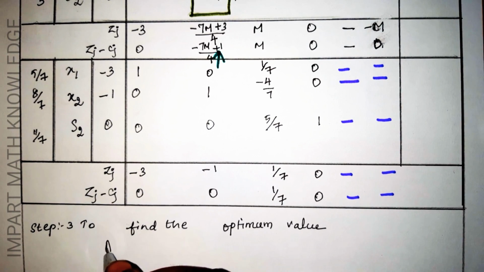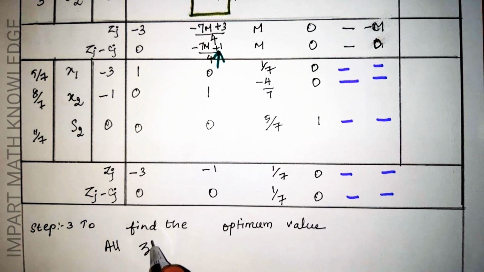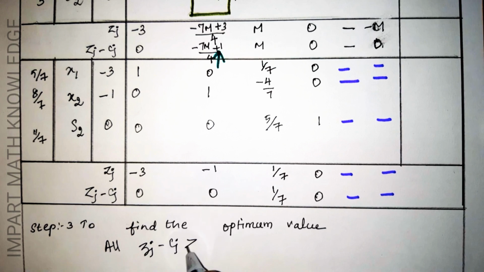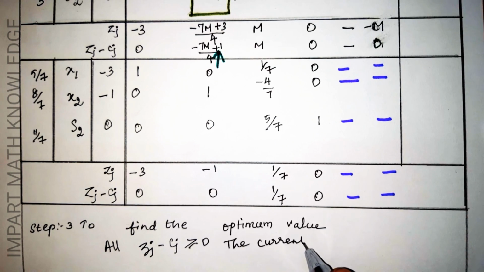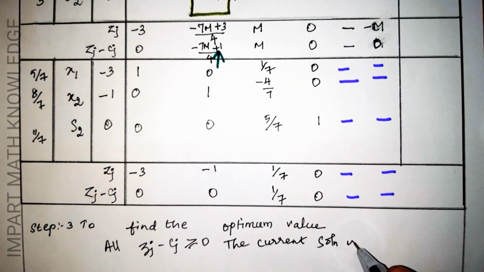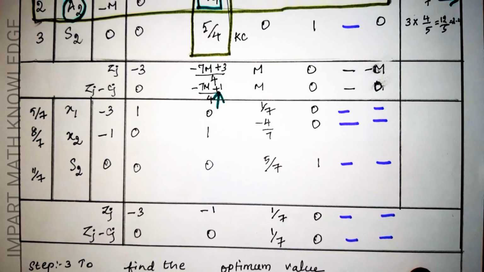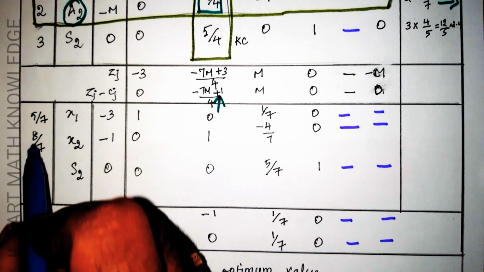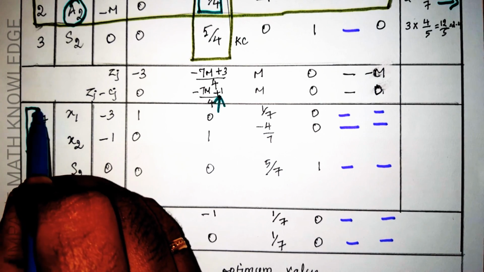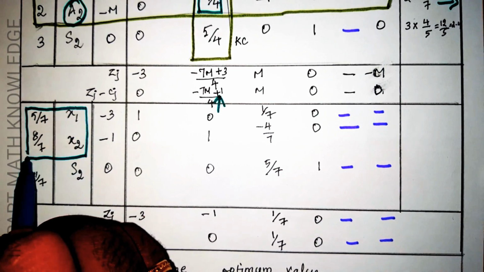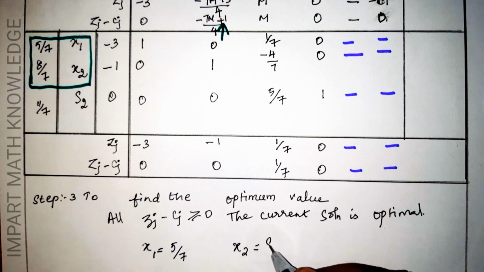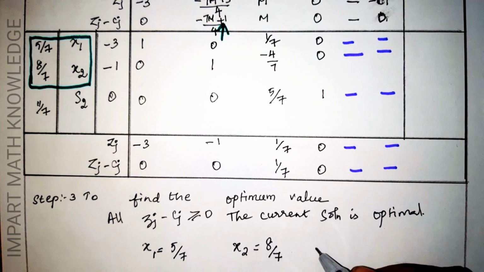So you have to write all Zj minus Cj greater than or equal to 0. The current solution is optimal. The optimal solution taken from the table: x1 is equal to 5 by 7 and x2 is equal to 8 by 7.